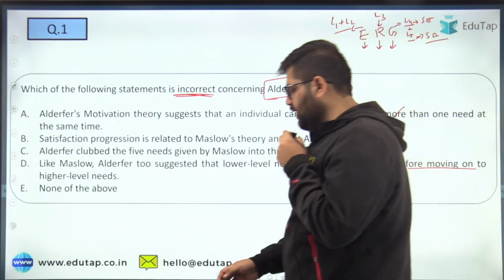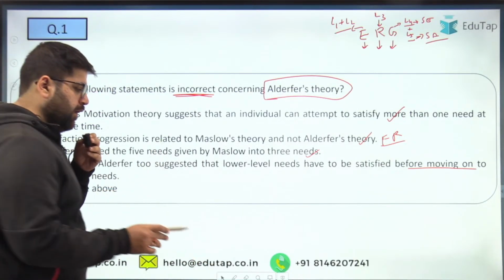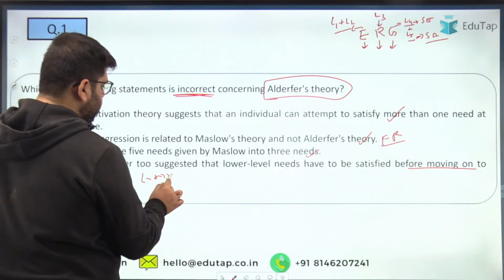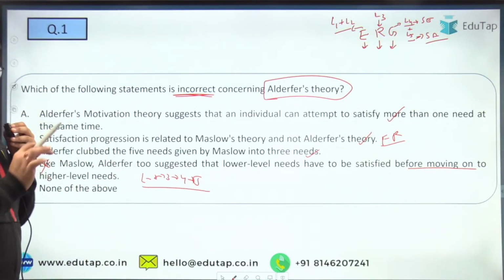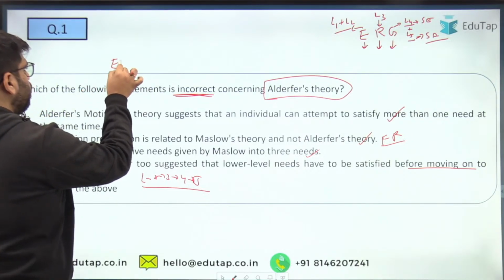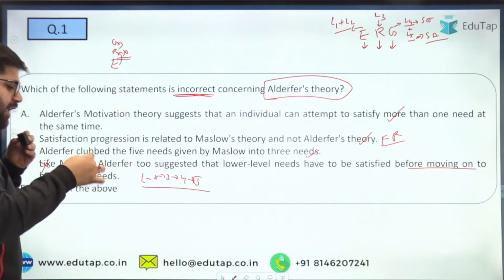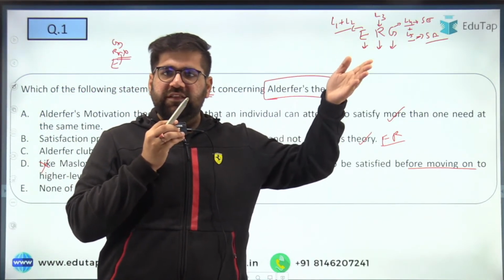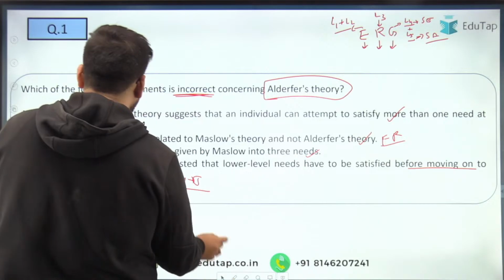the higher order needs. This statement is incorrect, my friends, because as per Alderfer, there is no strict hierarchy. In Maslow, you move from level 1 to level 2, then level 3, level 4, and level 5. So there is a strict hierarchy in Maslow. But in Alderfer, there is no strict hierarchy. You generally start from existence, then you move ahead to growth. Hierarchy as in, I do not have to move from level 1 to level 2. We can move from level 1 to level 3 as well as per Alderfer. So the incorrect statement over here is option number D.